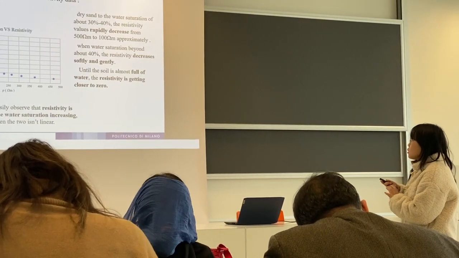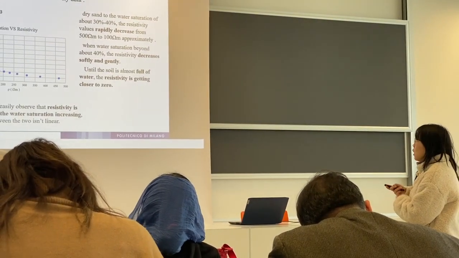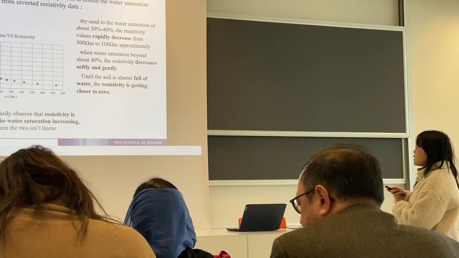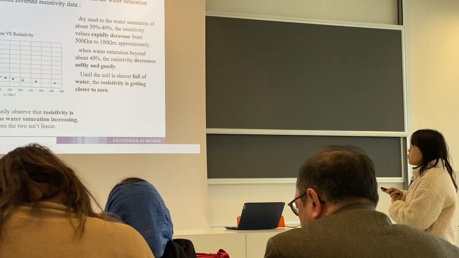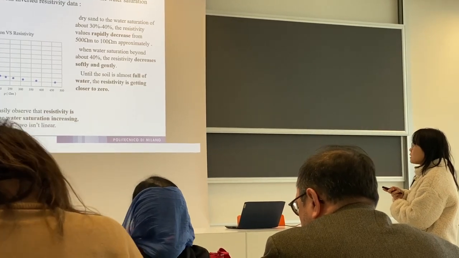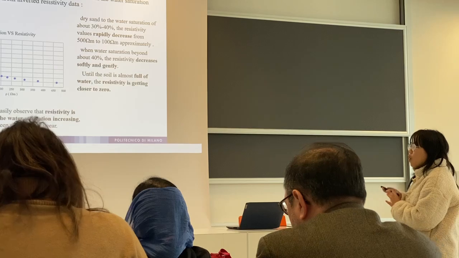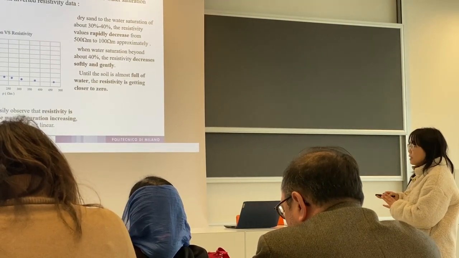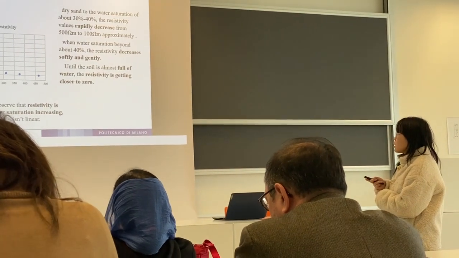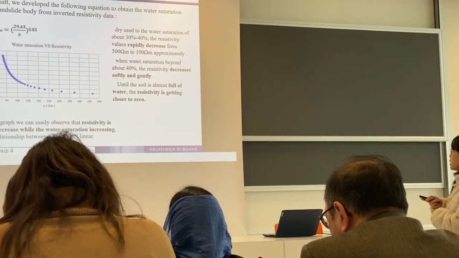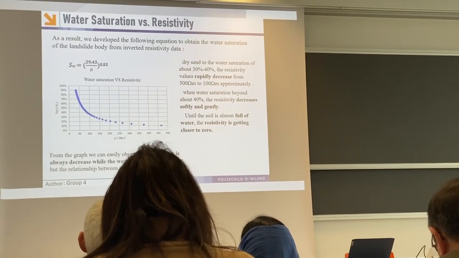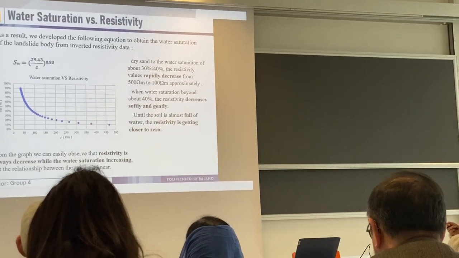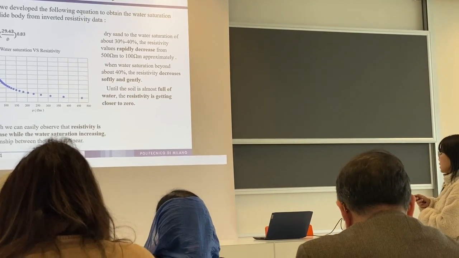And finally, as a result, we develop an equation here. It gives the water saturation of the landslide body from the inverted resistivity data. And we produce a graph here. We can see that the resistivity is always decreasing while the water saturation is increasing, but not in a very linear way. First, it decreases very rapidly, and at about 40% the resistivity decrease becomes soft and gentle, and finally we're getting close to zero.